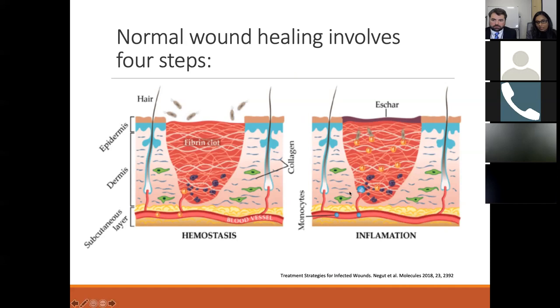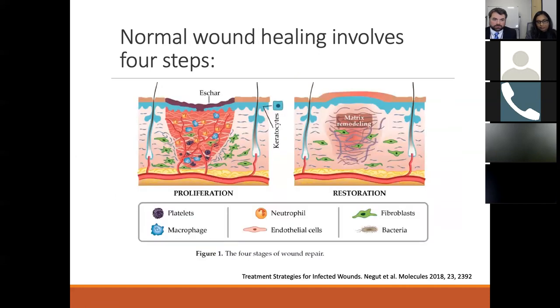So the second process is inflammation. So the capillaries become leaky. You essentially send out your immune system to heal it up. Inflammation, and then proliferation.